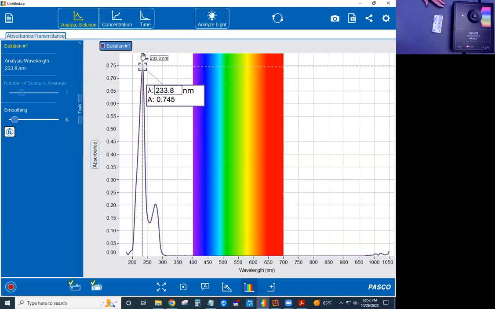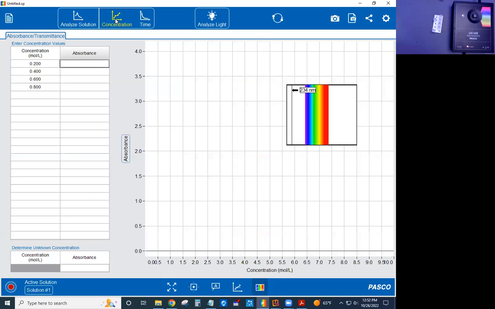Now I've got this black vertical line, and it points out that I clicked at 233.8 nanometers wavelength. That is the wavelength I'm going to be analyzing all of these solutions at, because that is the indicator for how much acetylsalicylic acid is in my solution. Now I've got my analysis wavelength. I can go to the tab up here and go to the concentration. Now I'm going to do a Beer's law plot, but first I need to customize a little bit.